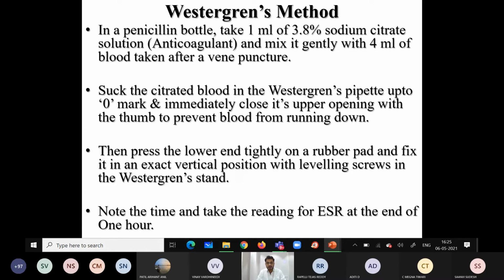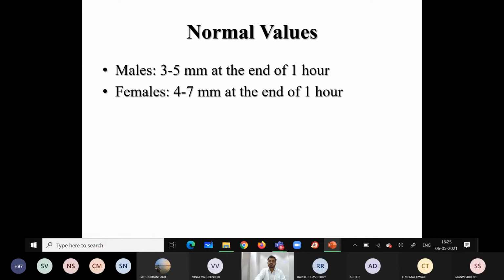And take the reading of ESR at the end of 1 hour. This is the procedure by which you can do ESR by Westergren's method. See the value difference over here. In Westergren, the normal values are 3 to 5 in case of male, and in case of female, it is 4 to 7.